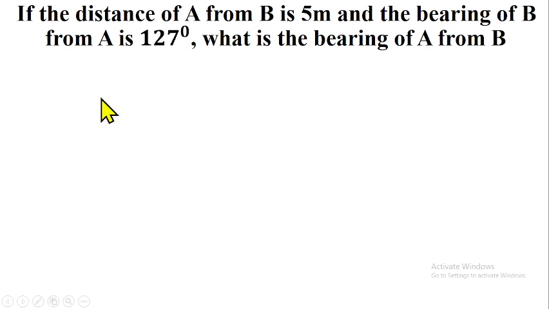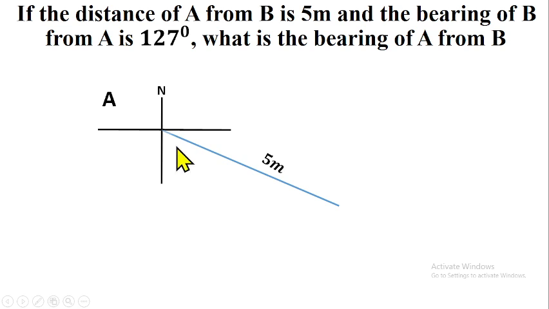So now I'm going to start with A. Draw a cardinal point to represent point A, then label it A. Then the bearing is 127. Where will 127 fall? Here or here? Because this is a 3-digit bearing, it's going to fall here. So I'm going to draw a straight line like this, and I'll put the distance, which is 5 meters.